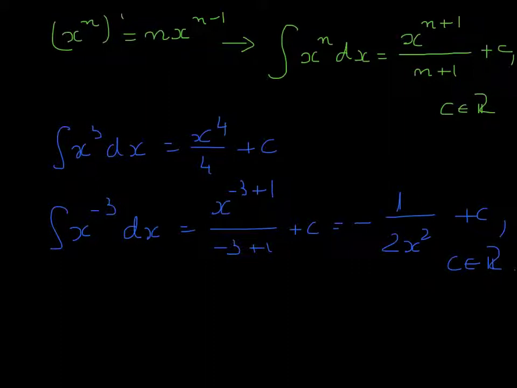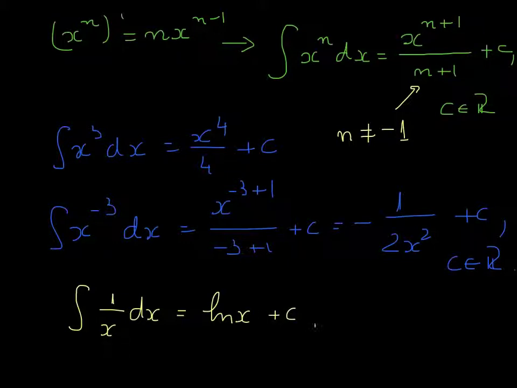I can use this formula only if n is not minus 1. When n is minus 1, I would get the denominator 0, and it's not possible to use it. What happens when n equals minus 1? We'll learn a bit later. When n is minus 1, this becomes integral 1 over x dx. And you remember that it was logarithm. So this is logarithm of x plus c, but we will see this in more detail later.